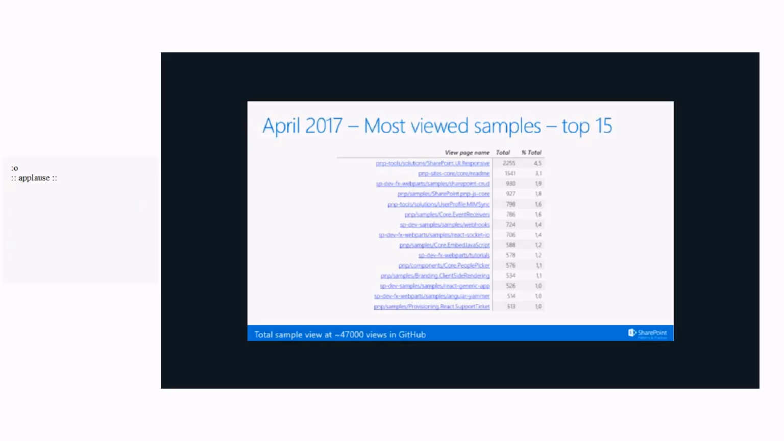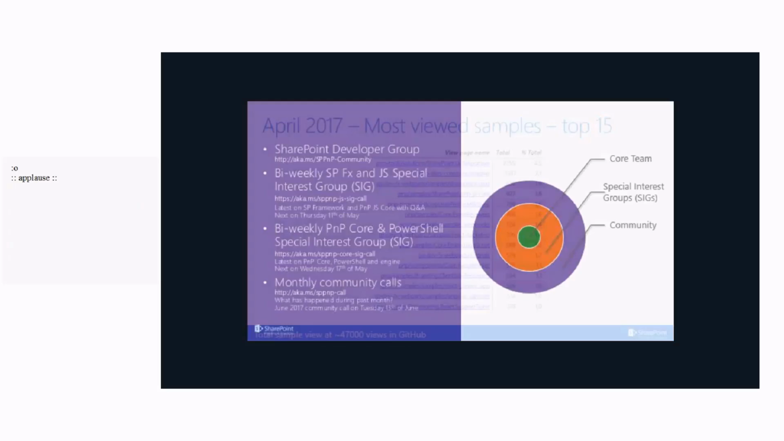Then Angular Yammer example, and then provisioning React support ticket. It's a provisioning story, and it's implemented using React. So it's a modern implementation, but it also falls back on the classic provisioning scenarios. Total views at GitHub was around 47,000, which is a pretty high number as well.